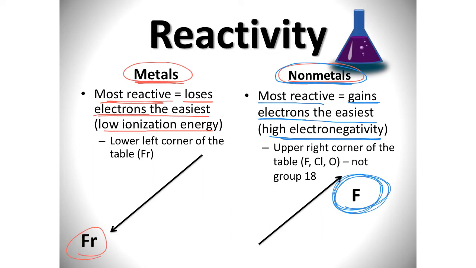Now, it's worth noting that it's the upper right-hand corner of the periodic table where we have our highly reactive nonmetals, but not group 18, because group 18, the noble gases, are unreactive or relatively unreactive. So even though neon is close to fluorine, that does not have a high reactivity.